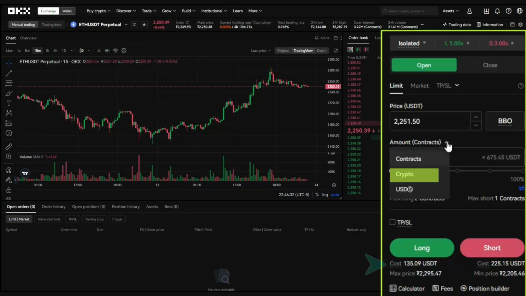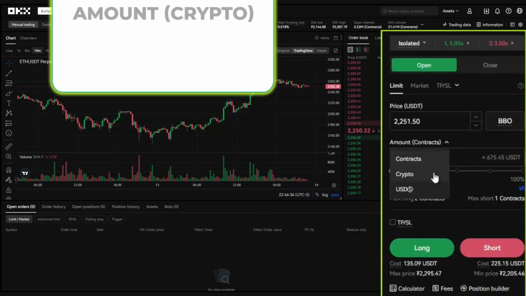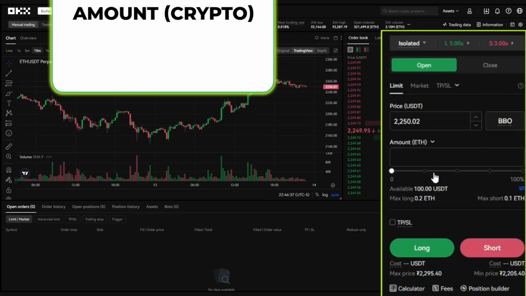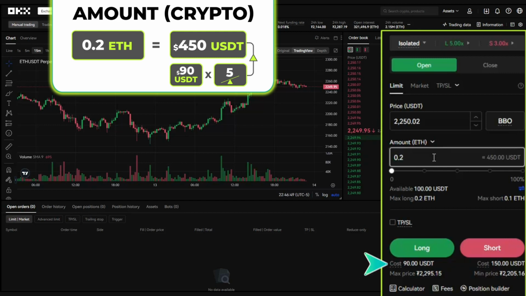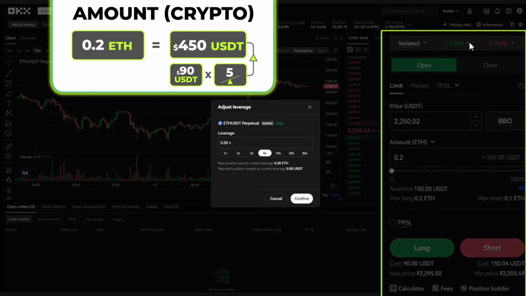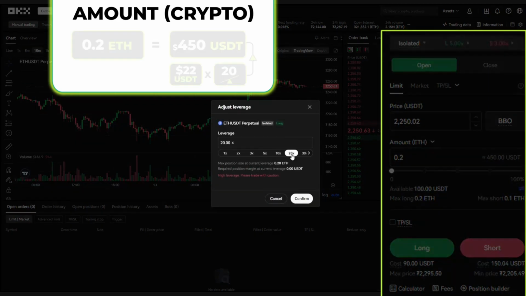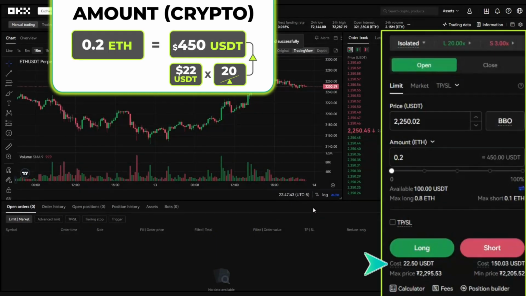The second is by entering the amount of cryptocurrency that you want to use in the trade. For example, if I place 0.2 Ethereum with the leverage that I have of 5x. Here you can see the amount of dollars needed to enter into the trade. Look, if I increase the leverage to 20x, the amount of dollars is automatically lowered.